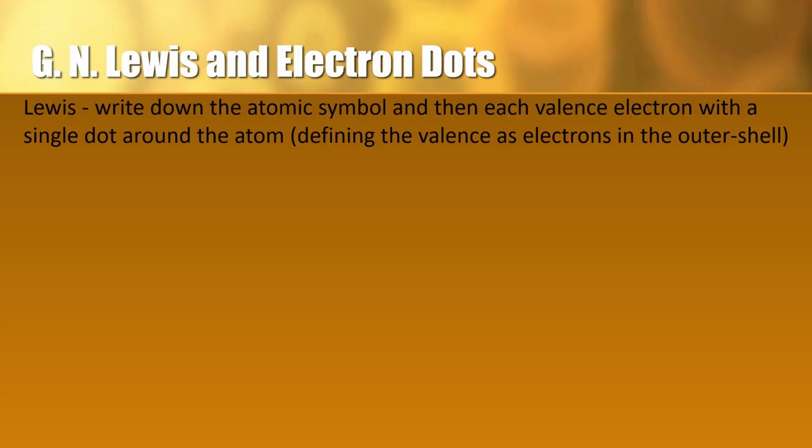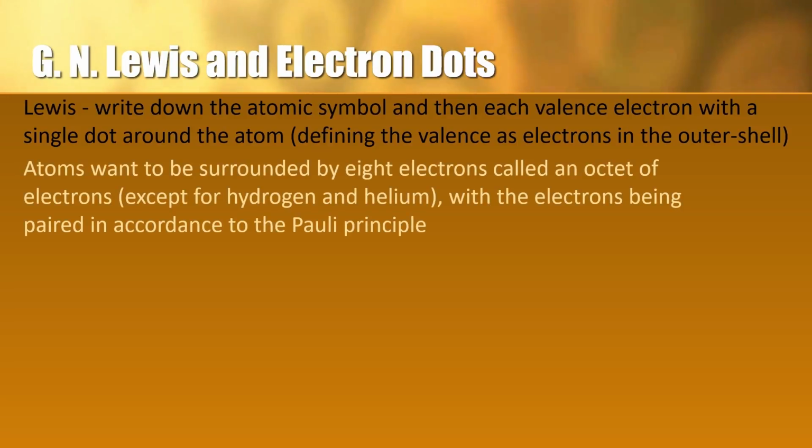The governing principle of Lewis's model is that atoms want to be surrounded by 8 electrons, or an octet of electrons, with the exception of hydrogen and helium, which just require 2 electrons in their outer shell. Furthermore, the electrons pair by the Pauli principle.